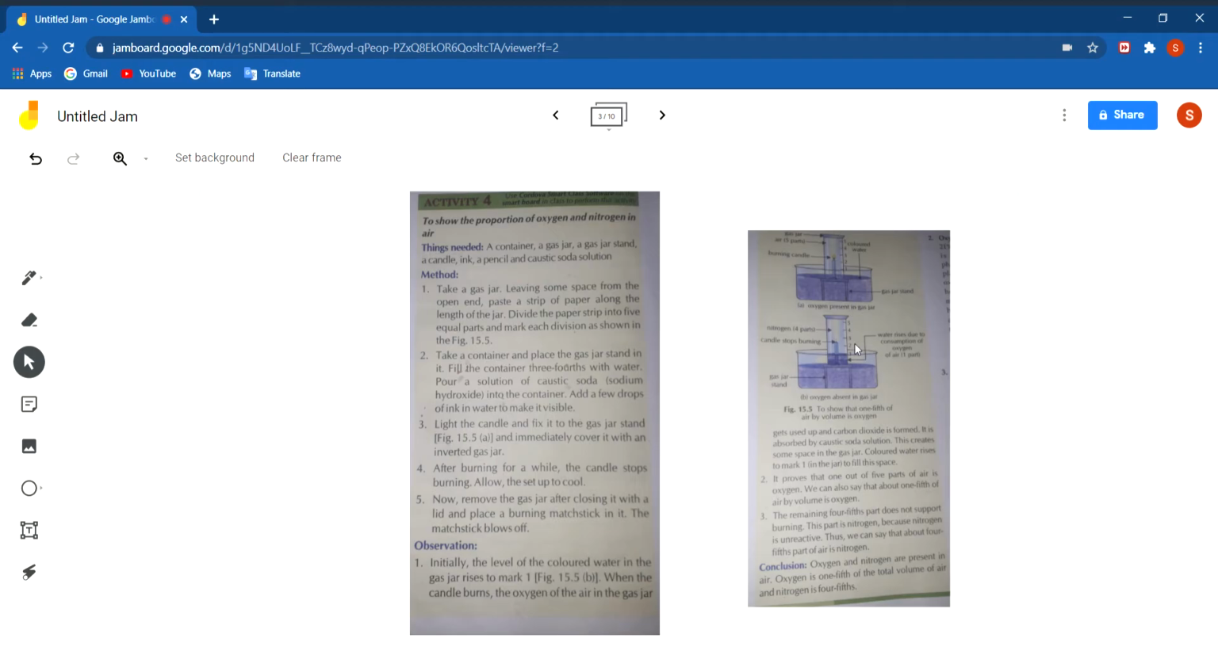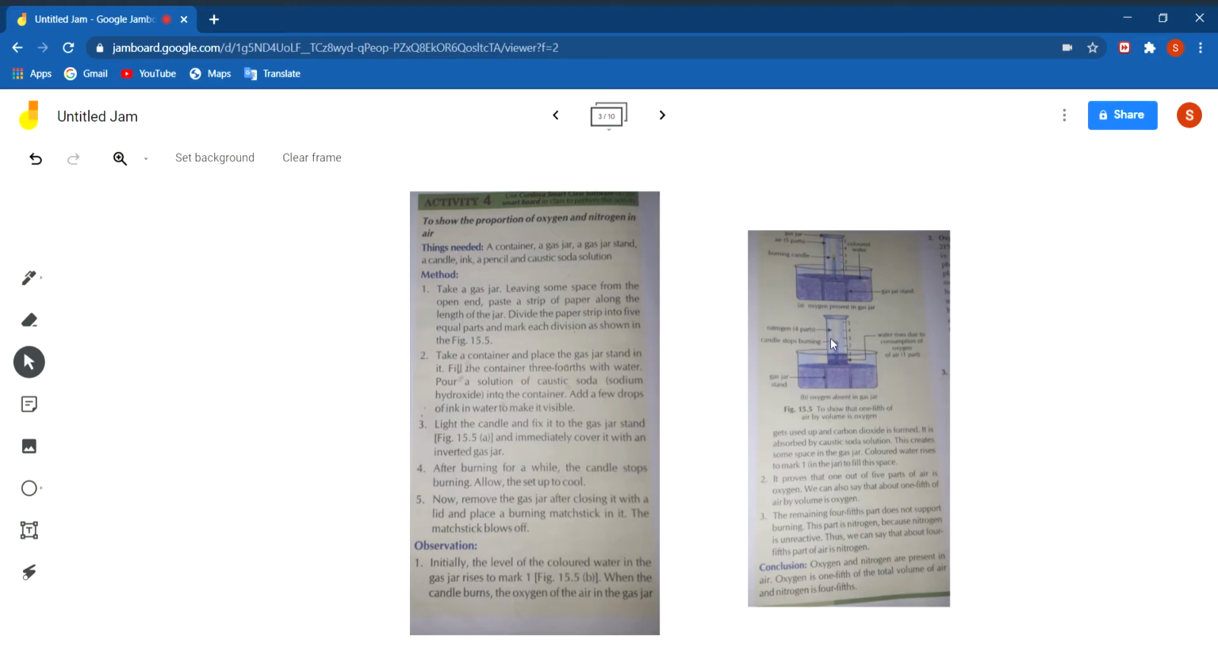Then take a container and place the gas jar stand in it. Fill the container with 3/4 of water. You see, this is a container. You have filled 3/4 of it with water. Pour a solution of caustic soda, that is sodium hydroxide, in this, and a few drops of ink in it, so that the water may become visible.